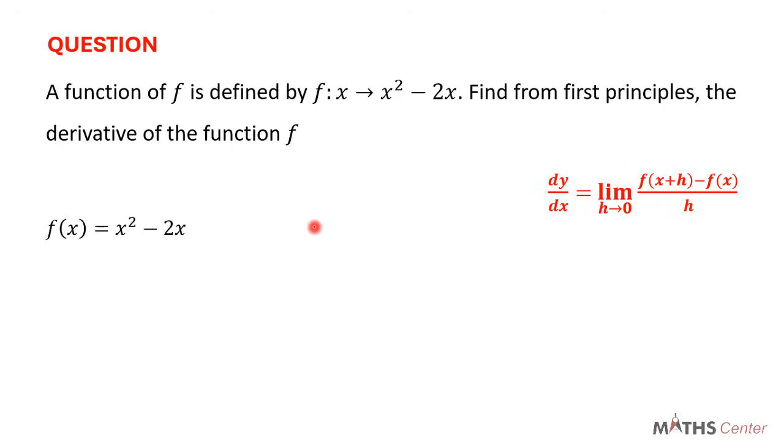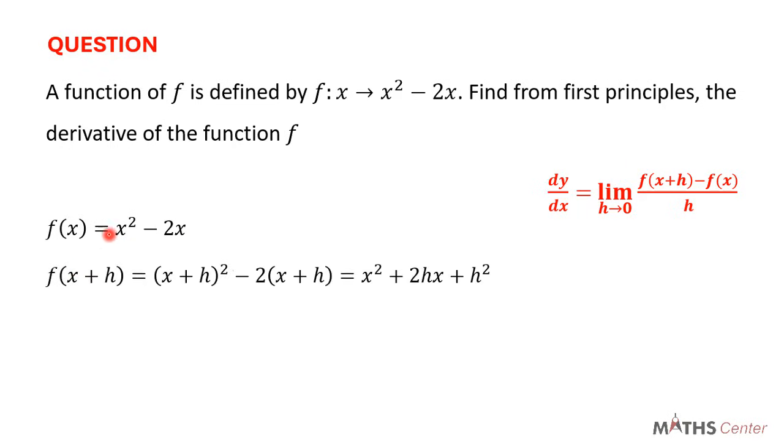So you first have to find f of x, which the question has given to us. We have f of x equal to x squared minus 2x. So we will need to find f of x plus h. To get f of x plus h, wherever we see x, we replace it with x plus h.